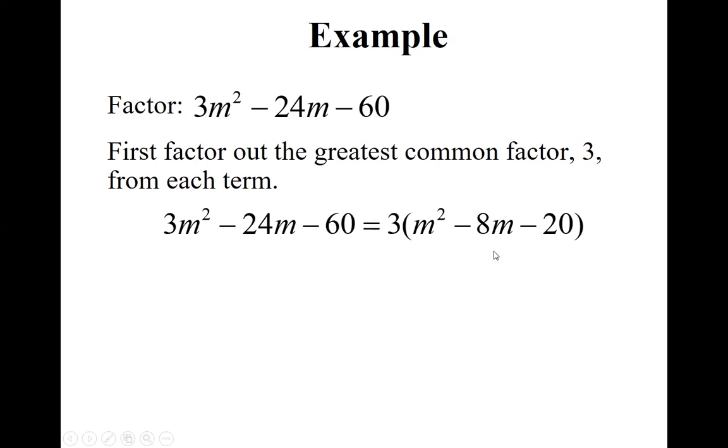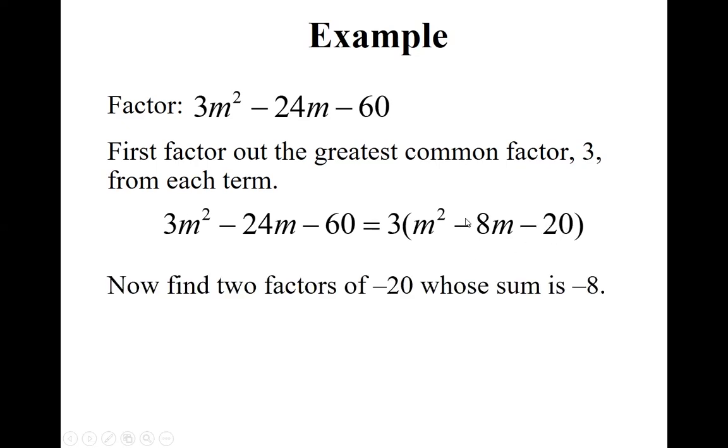We can factor this. Let's look for numbers that multiply to negative 20 that add to negative 8. Well, let's see. They're multiplying to a negative, so they must have two different signs. 20 and 1: plus 20 minus 1, that's 19. And the other way would give us negative 19.